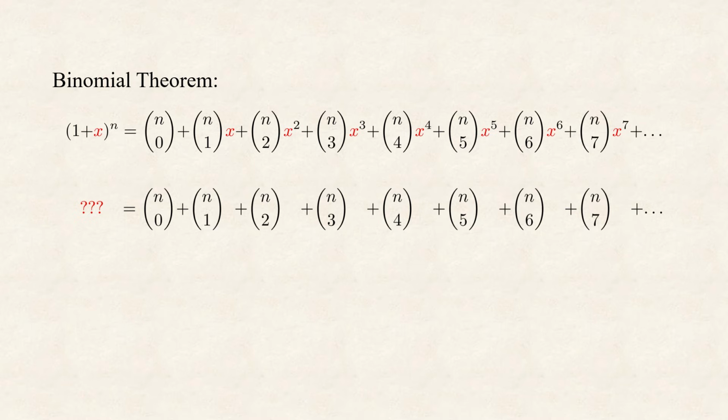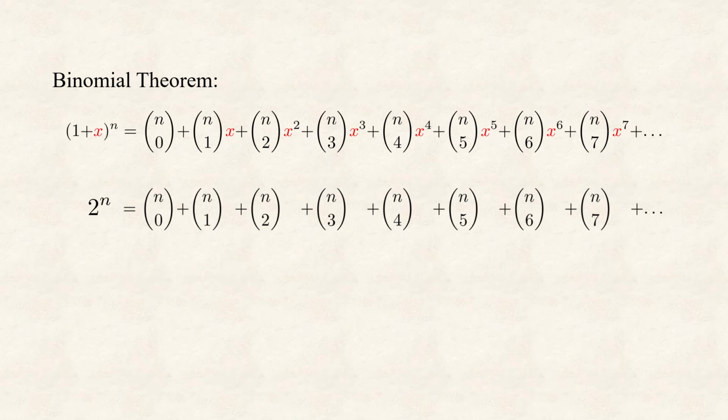Well, we need to just get rid of these x's and we will be done. So let's just set x equals 1. Now all the powers are 1, so they vanish. And just like that, we get that the sum of all binomial coefficients is simply 1 plus 1 to the n, also called 2 to the n.